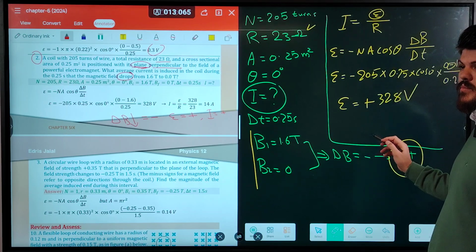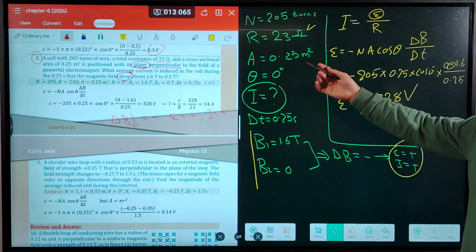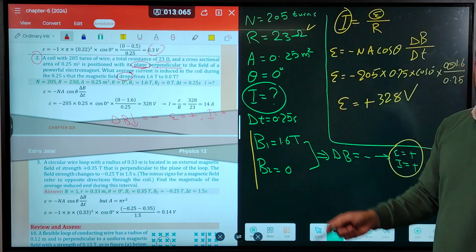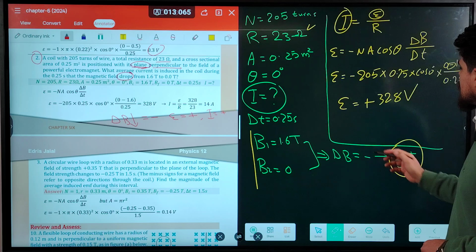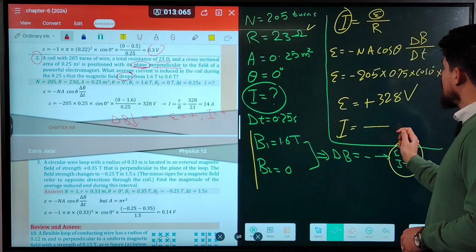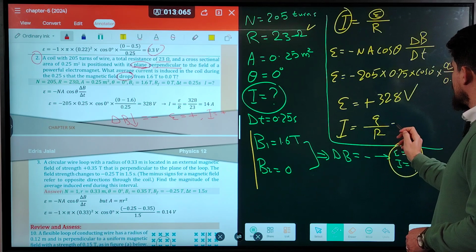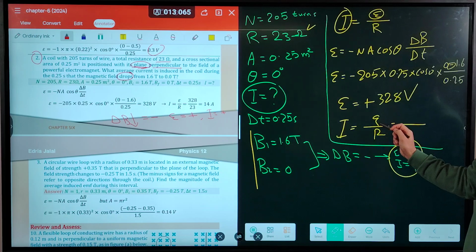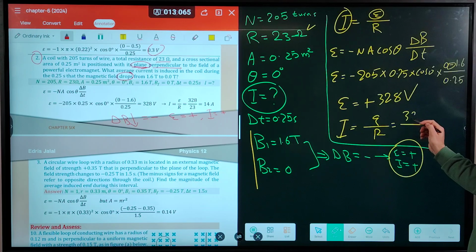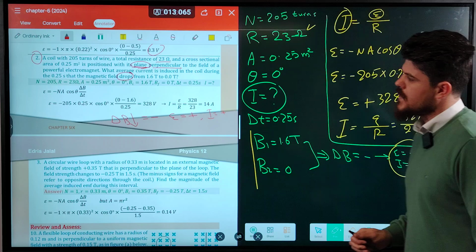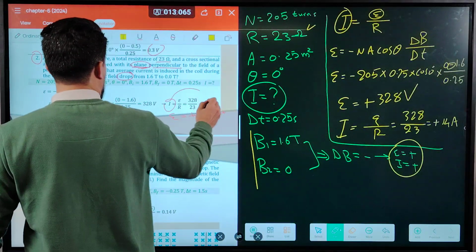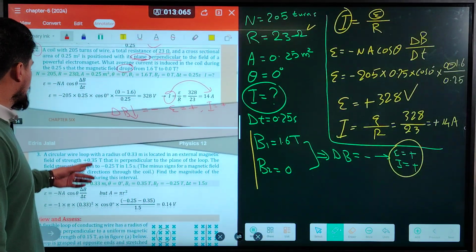328 volts. In this question, we have to find induced current, not EMF. But without EMF, we cannot find the induced current. How can you determine current? EMF over R. We didn't have EMF, but we found it. 328 divided by what? 23 is equal to positive what? 14 ampere. The induced current for this question is 14 ampere.